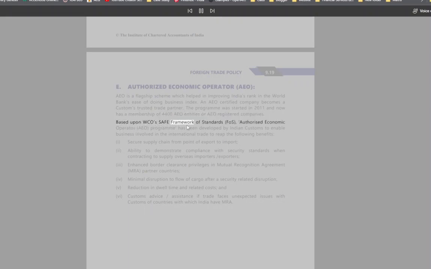Based upon WCO's Safe Framework of Standards (SAFE), Authorized Economic Operator (AEO) program has been developed by Indian Customs to enable business involved in the international trade to reap the following benefits: 1. Secure supply chain from point of export to import. 2. Ability to demonstrate compliance with security standards when contracting to supply overseas importers/exporters. 3. Enhanced border clearance privileges in Mutual Recognition Agreement (MRA) partner countries. 4. Minimal disruption to flow of cargo after a security-related disruption. 5. Reduction in dwell time and related costs. And 6. Customs advice/assistance if trade faces unexpected issues with customs of countries with which India has MRA.